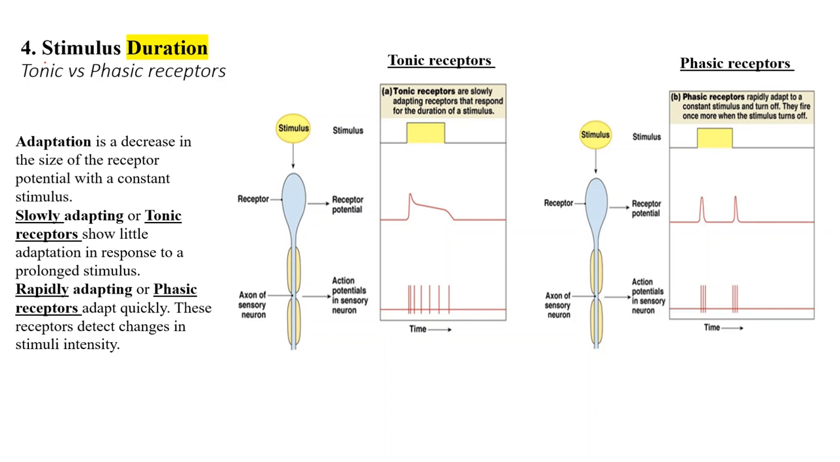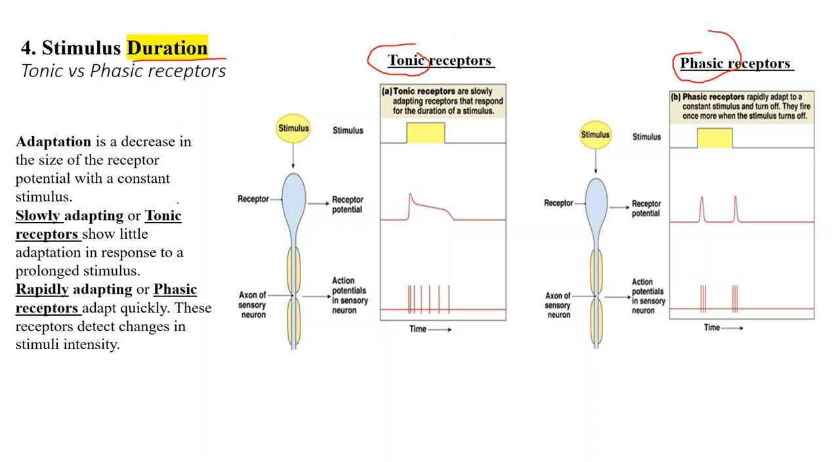The fourth point we're going to talk about is the stimulus duration. When we talk about stimulus duration, of course, it's the length of time that a stimulus persists. For instance, I can do a touch for a longer time or for a shorter time. And so there are different types of receptors that we can talk about in terms of how they respond to the duration of a stimulus. These are the tonic receptors and the phasic receptors.